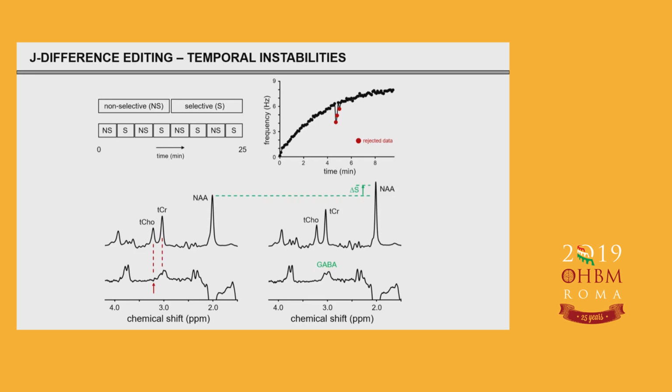First of all, you can see that the peaks are higher because now they're nicely frequency aligned, and that eliminates line broadening. So you're going to get a nice boost in SNR. But now also the edited spectrum is clean. There is no subtraction artifact on the choline, and therefore there is no subtraction artifact of the creatine either.